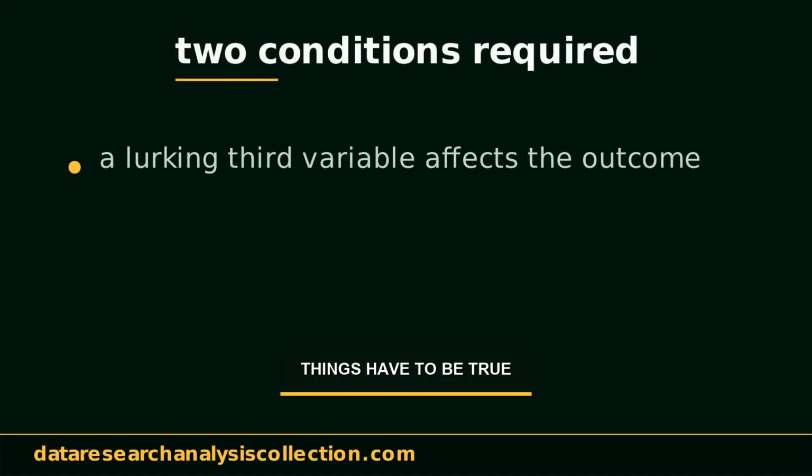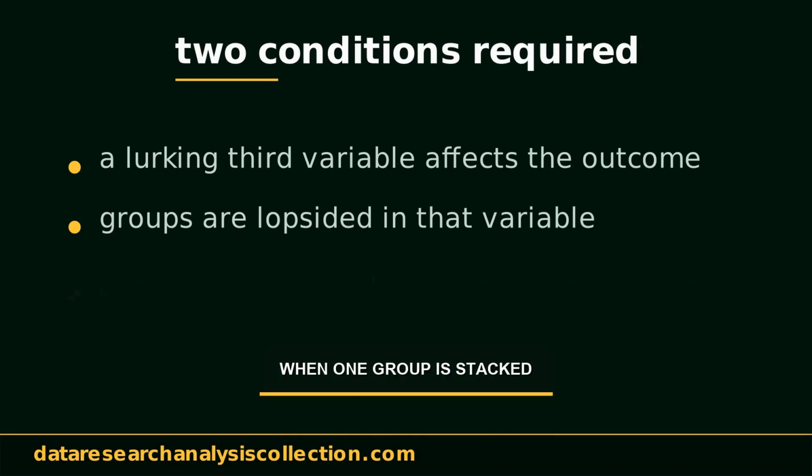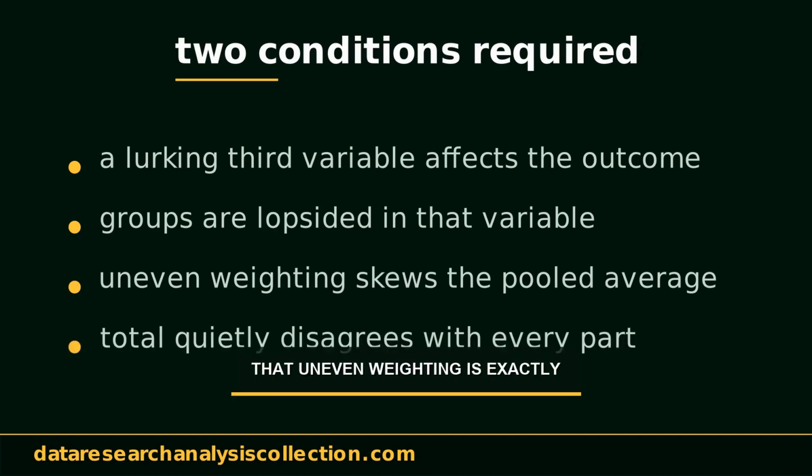Two things have to be true at once for it to happen. There must be a lurking third variable that genuinely affects your outcome, and your groups have to be lopsided in how much of that variable each one carries. When one group is stacked with easy cases and the other with hard ones, the pooled average quietly weights them unevenly, and that uneven weighting is exactly what lets the total disagree with every piece beneath it.